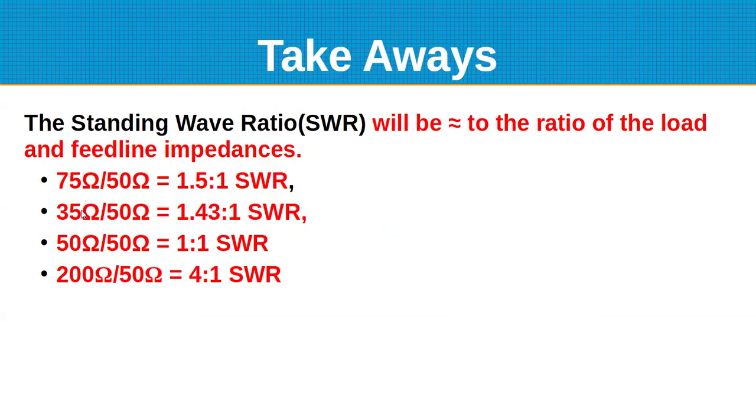Well, 35 is the load, the antenna, a vertical. 75 is a half-wave dipole. 50 is the feed line. So it's the ratio of the load, or the antenna, to the feed line impedance. Right, but I thought you said the higher number goes first. When you talk about SWR, on the ratio, it goes first, not on the formula. The formula is the load over the feed.